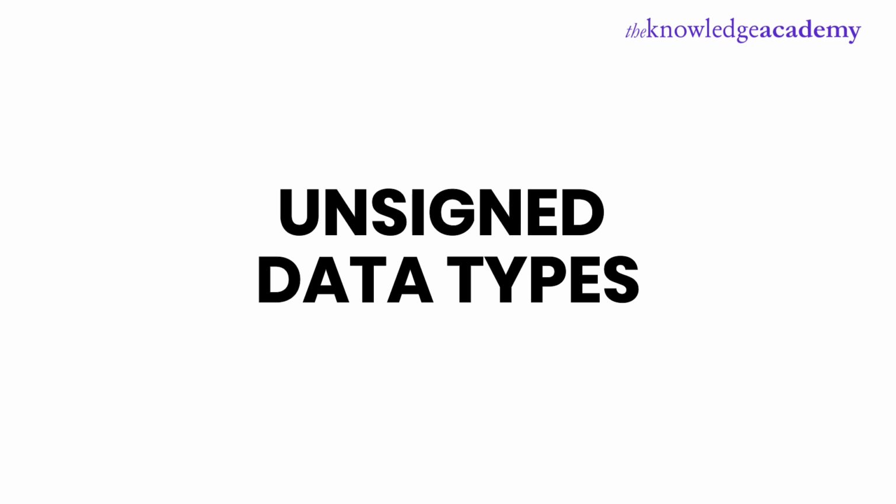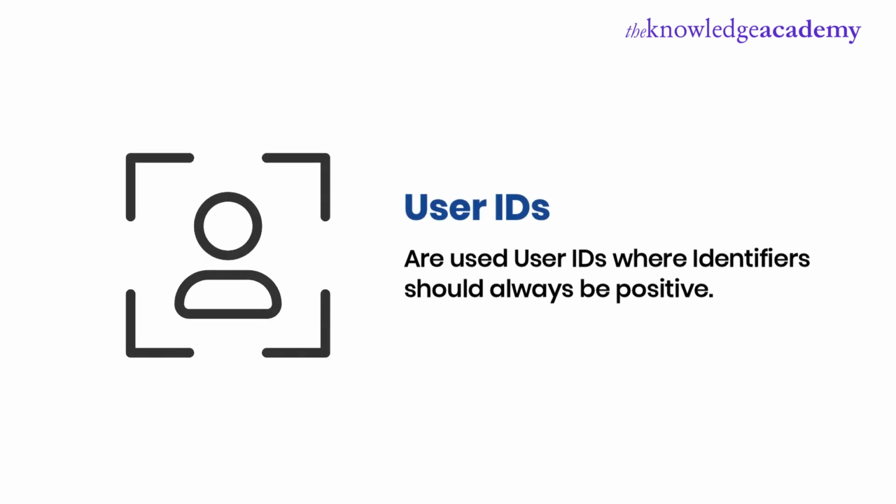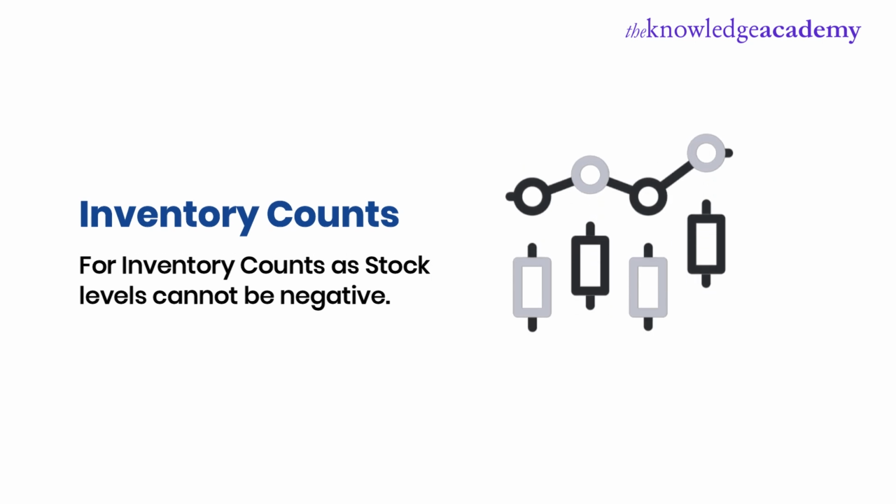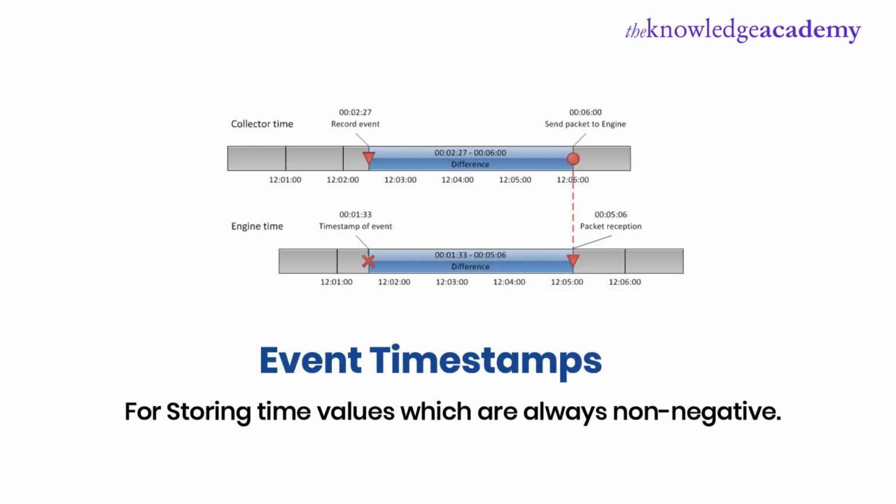Now unsigned data types. These are used for user IDs, where identifiers should always be positive. They are also used for inventory counts, as stock levels cannot be negative, and for event timestamps for storing time values, which are always non-negative.